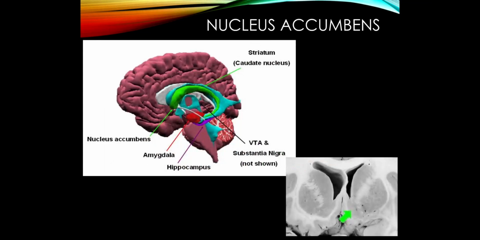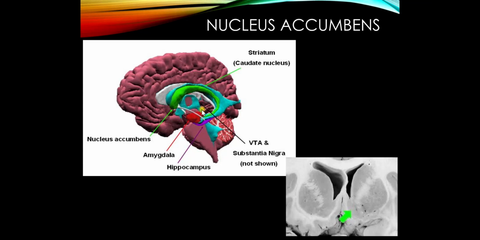Now, another part of the limbic system is the Nucleus Accumbens. Here's the caudate nucleus in green. The Nucleus Accumbens is just anterior to the head of the caudate. So it's about in this location.